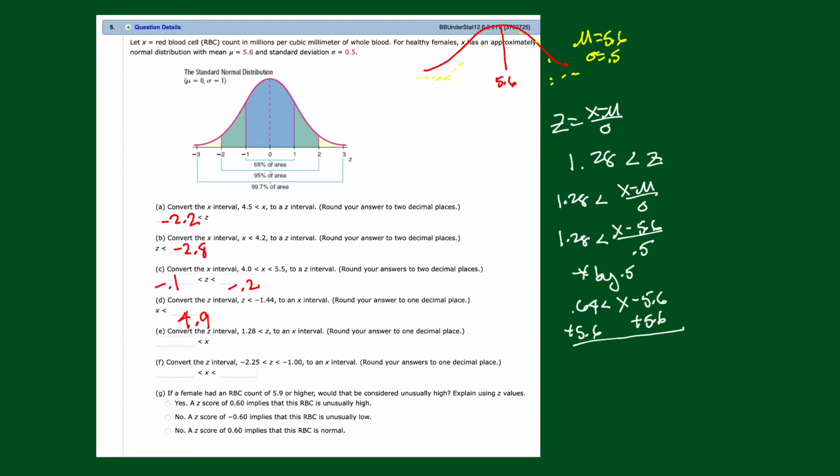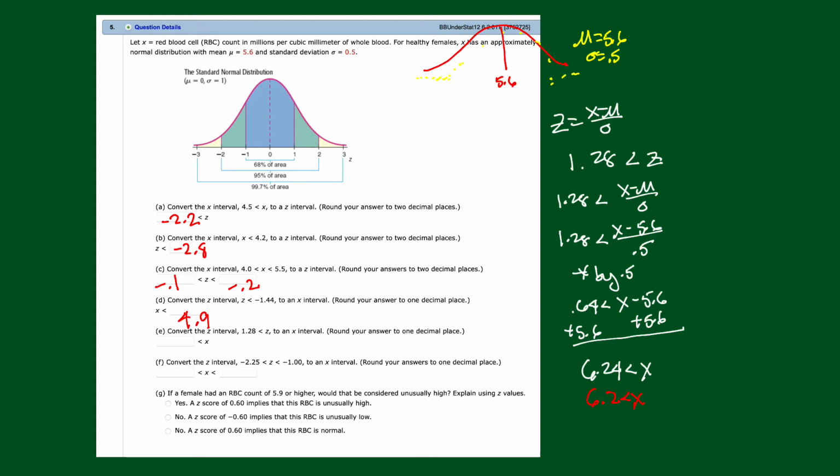And now I'm getting 6.24 is less than x. All right, now what does it say to do for rounding here? I got 6.24, part E. Round to 1 decimal place. All right, so I'm going to round to 1 decimal place. So I'm going to claim this is now 6.2 is less than x.